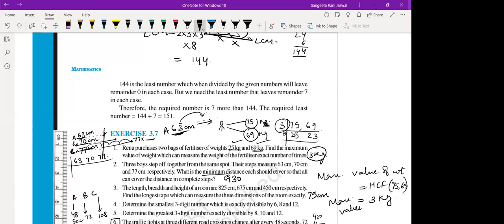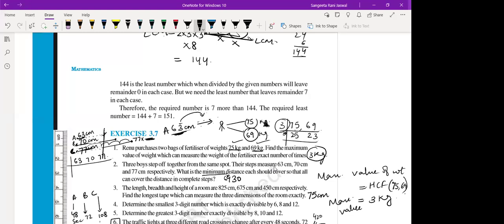So that means the least, the minimum distance that each should cover, will be the LCM, the least common multiple. The very first distance where they will all reach together, the minimum least distance, will be the distance covered. Right? So please write down your statements.